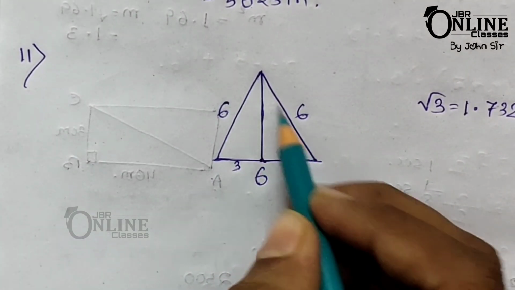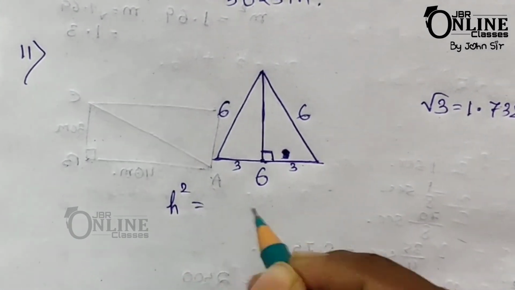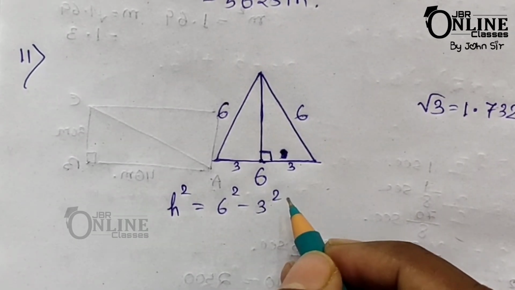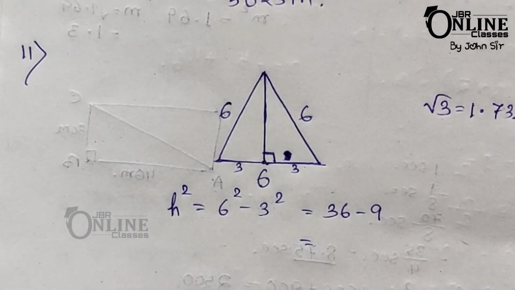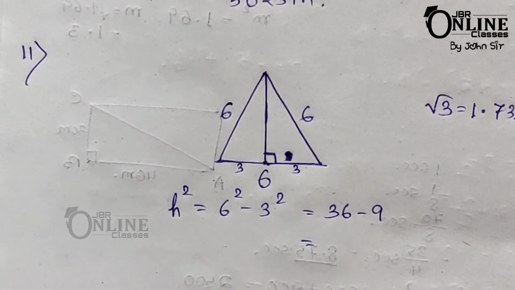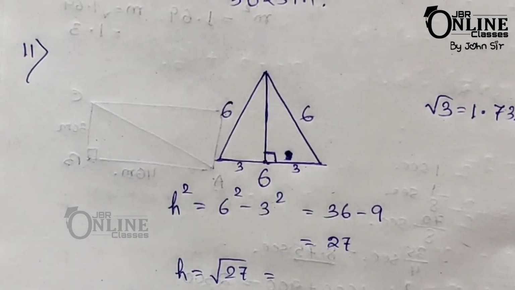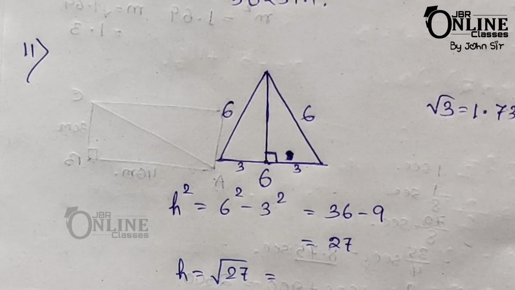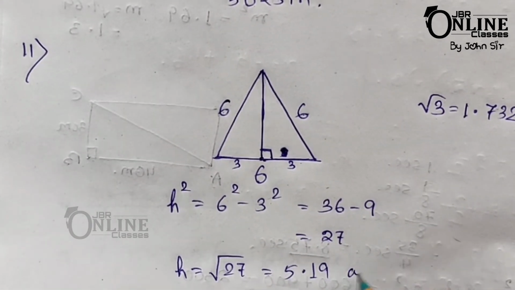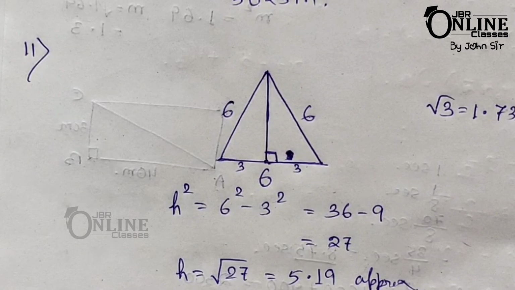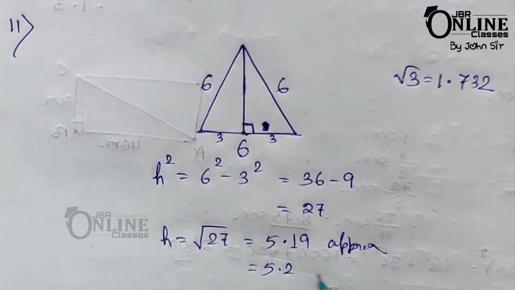So this is a right angle triangle, this one equals 90 degree. So to find out the height, you can apply the formula height square equals 6 square minus 3 square. Okay, so 6 square means 36 minus 3 square, that equals 9. So 36 minus 9, that equals 27. Okay, so h equals root over 27. So root over 27 equals 5.19 approximately. Or if corrected up to 1 decimal, then it becomes 5.2 meter approximately.